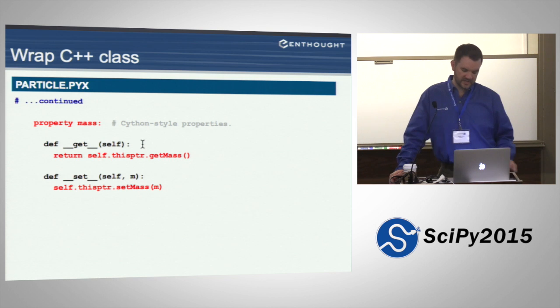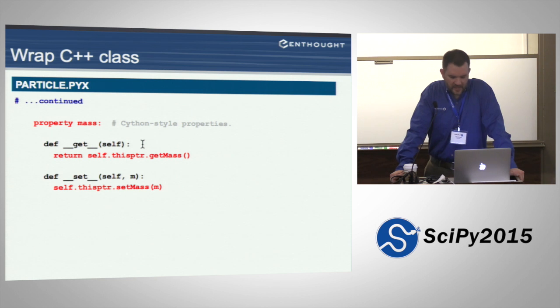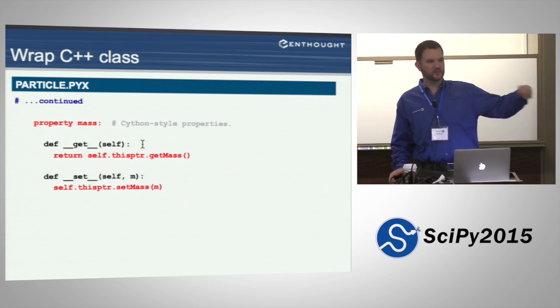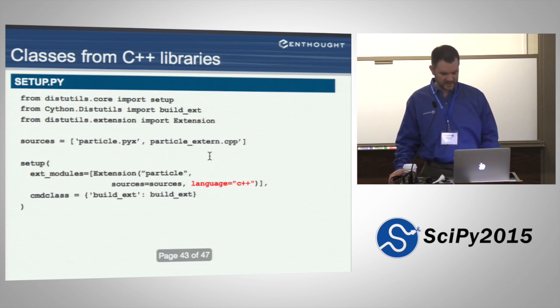If you declare just a get, or if you raise a NotImplementedError from set, then you make it a read-only property. But yeah, this allows us now to be able to say particle.mass, and it will forward that call to the getMass method on our C++ object.